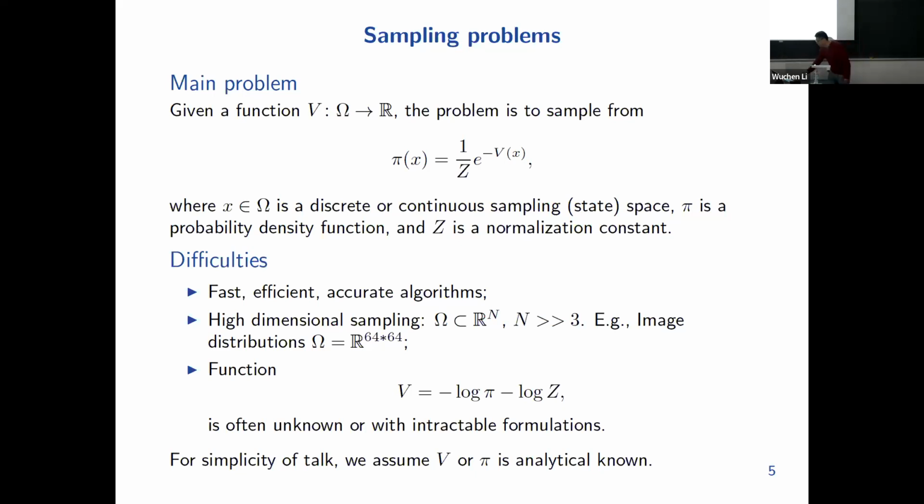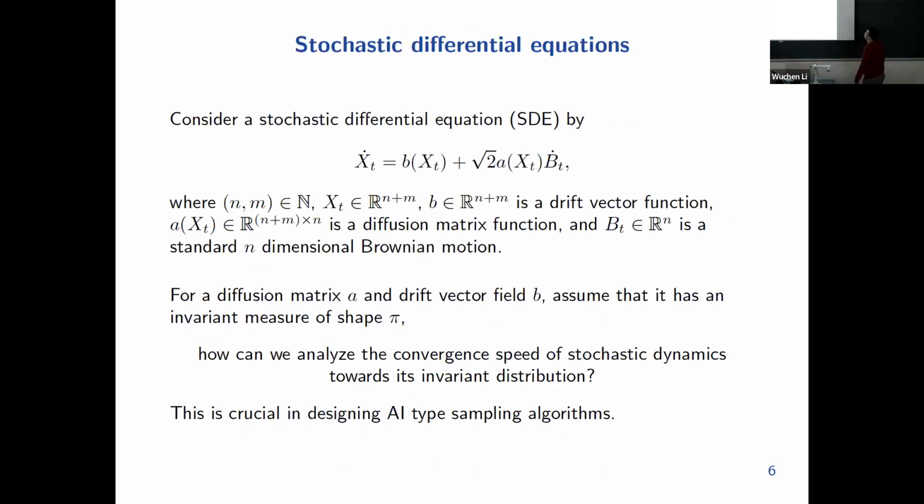Okay, hopefully. Now let's make the thing much clearer. Let's consider the so-called stochastic differential equation of this form: X dot equals b(X_t) plus square root of 2A(X_t) times Brownian motion. Here, x is in R^n, b is the so-called drift vector field, and A is the so-called diffusion matrix function. I want to emphasize that my diffusion matrix can be degenerate, so you have a degeneracy in your diffusion matrix.